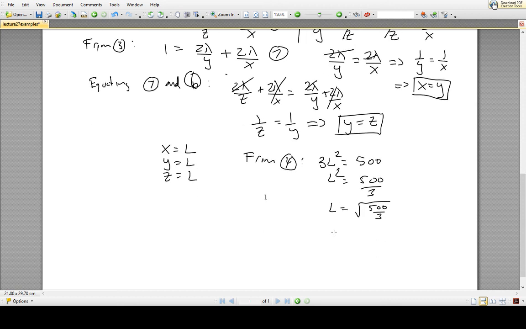And so we conclude that the volume is maximized when x equals y equals z is equal to the square root of 500 over 3.